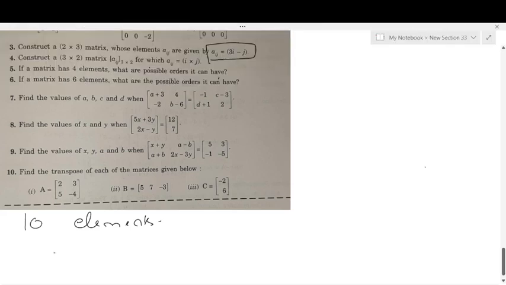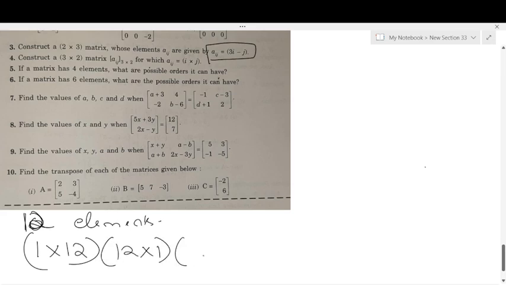Yes, Mariana, Naomi, answer for 10 elements. How many orders are possible? What are the factors of 10? Okay, let me make it 12. 1 into 12, next. Then, very good, 2 into 6. No, no. If you write 2 into 6, immediately I'll write 6 into 2.